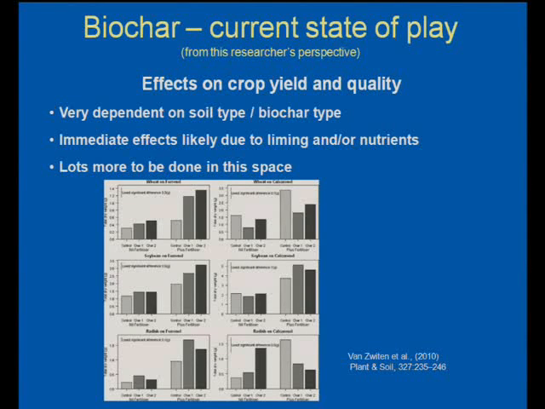Okay, this is my last slide, I think. So the effects on crop yield and quantity, and Greg's going to give a lot more data, I think, some other examples later this afternoon. They're very dependent on soil type and biochar type, and I think a lot of the immediate effects are probably due to liming and/or nutrient effects, and there's a lot more that needs to be done.